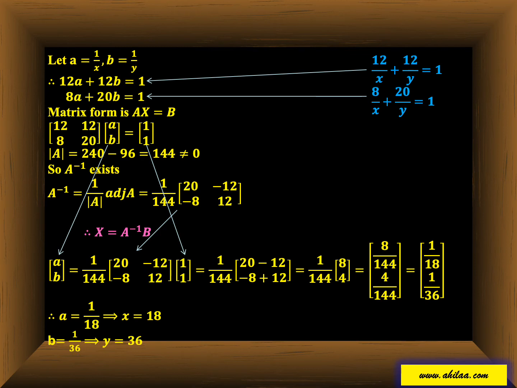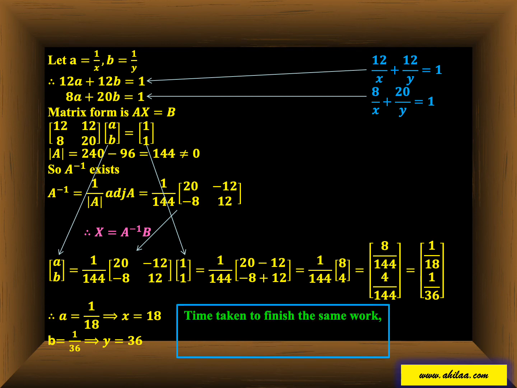Similarly, b equal to 1 by 36 implies y equal to 36, the reciprocal. Okay. So thus our solution is: time taken to finish the same work by one man alone, that is x equal to 18 days, by one woman alone, that is y equal to 36 days. Understood? Good.